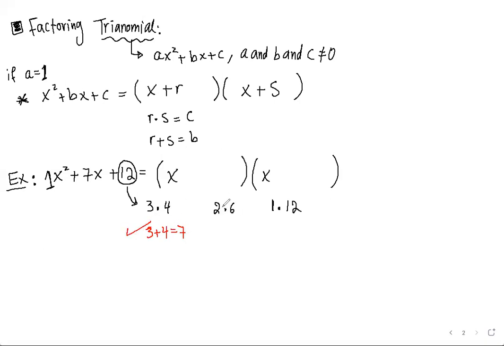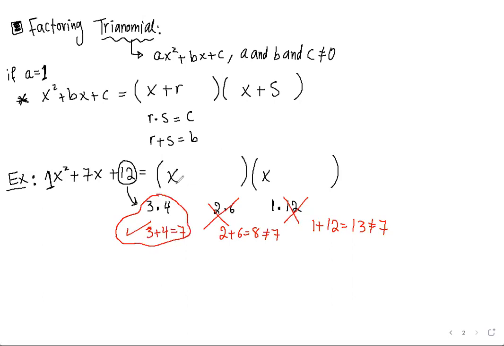But if I look into the second one, 2 plus 6, they give me 8, and this is not 7, the middle one. So I'm not going to choose this one. The third one is the same thing: 1 plus 12 gives me 13, and 13 is not equal to the middle one, 7. So I'm not going to choose this one. I'm going to choose this one because 3 plus 4 gives me 7.